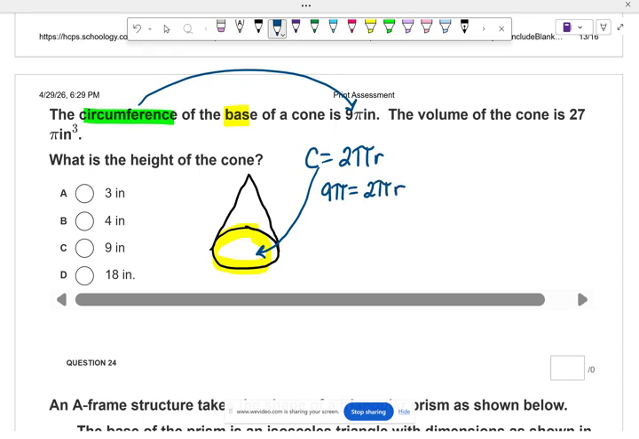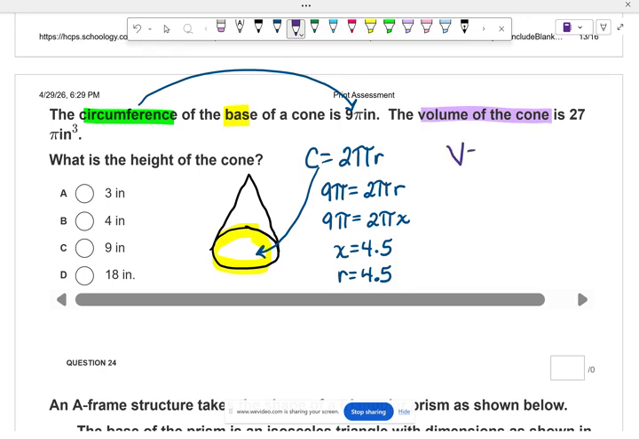We're going to solve for r. If you want to put this in Desmos, you have to change that r to an x. And you would get x equals 4.5. Therefore, the radius is 4.5. But that answer's not over there, so I must not be finished yet. Now they want us to go work with the volume of the cone.